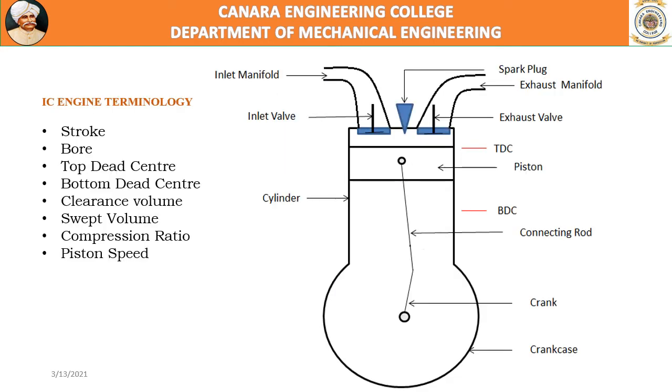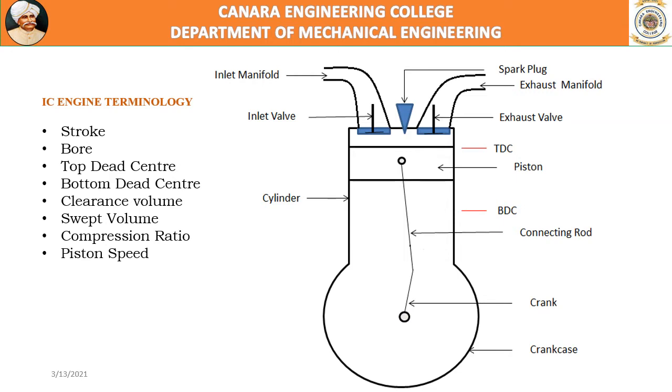Now, from your examination point of view, you may have to draw this diagram and explain. If the question asks you to explain various parts of an IC engine with a diagram, then you are supposed to draw this diagram neatly and explain. This is the crank case, the engine case. At the center there will be a shaft, a circular rod. It is connected with a crank. The crank and connecting rod. The connecting rod is one rod which connects the piston with the crank.